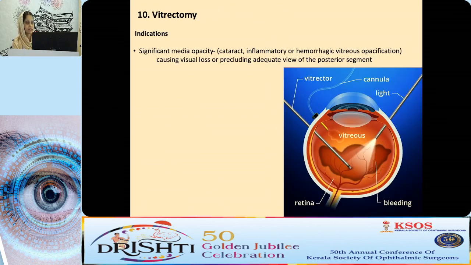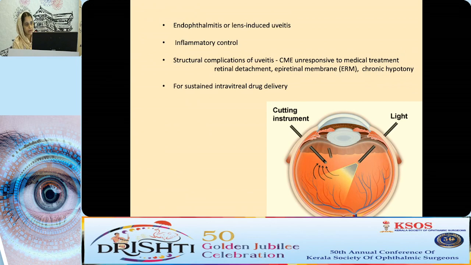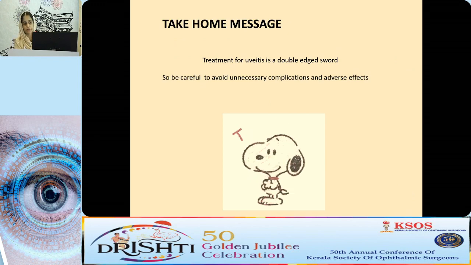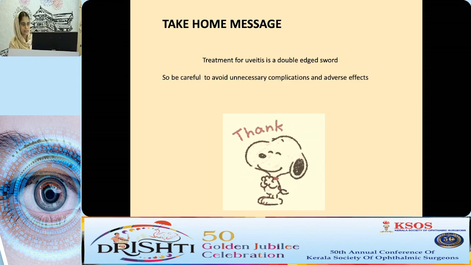Then vitrectomy is done in cases of uveitis with severe media opacities like cataract or inflammatory exudation, hemorrhagic vitreous hemorrhage for improving the visual acuity or to visualize the posterior segment. Or in case of endophthalmitis and lens induced uveitis to control inflammation, and in structural complications of uveitis like retinal detachment, epiretinal membrane or chronic hypotony, or for sustained intravitreal drug delivery deposits. The take-home message is treatment of uveitis is a double-edged sword, so be careful to avoid unnecessary complications and adverse effects. Thank you.